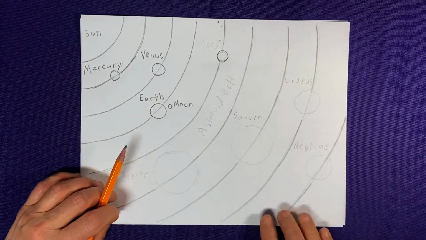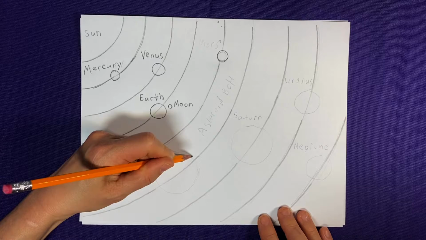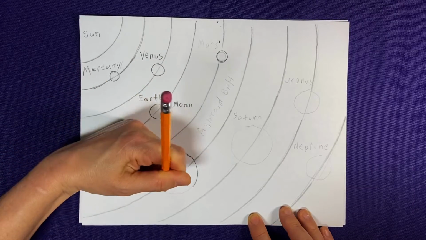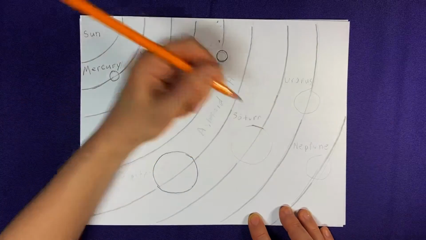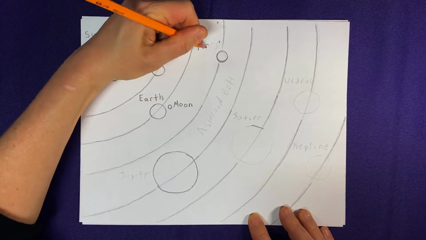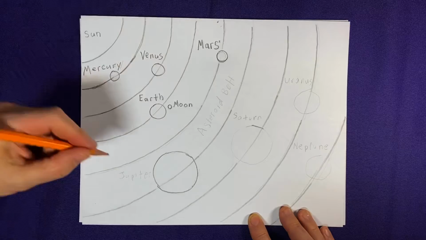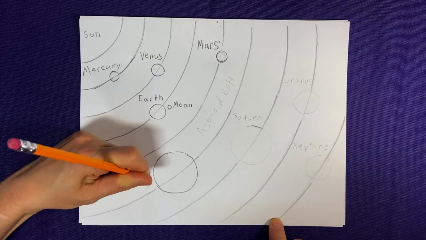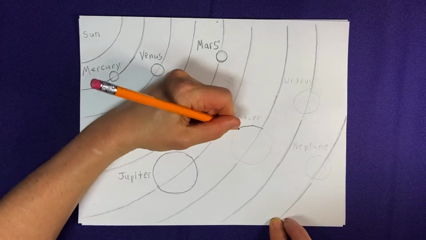Fourth planet from the sun is a red planet. Try to figure out what that one's going to be. Here's our biggest planet. Oh, that little planet up there was Mars. And the biggest planet is Jupiter.